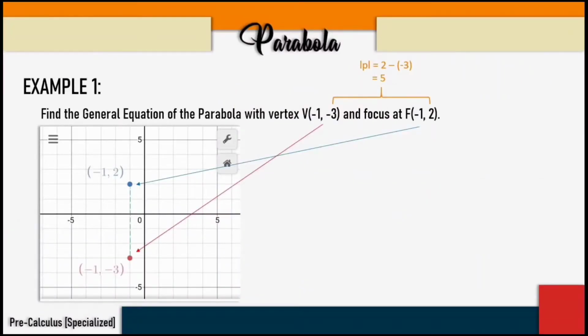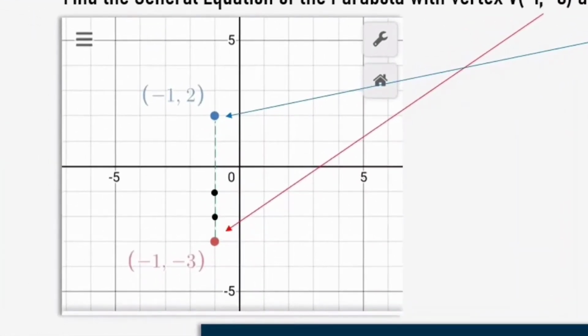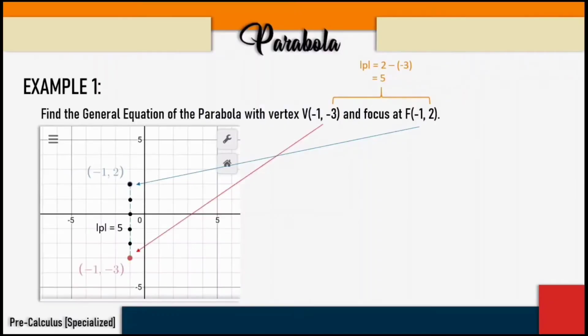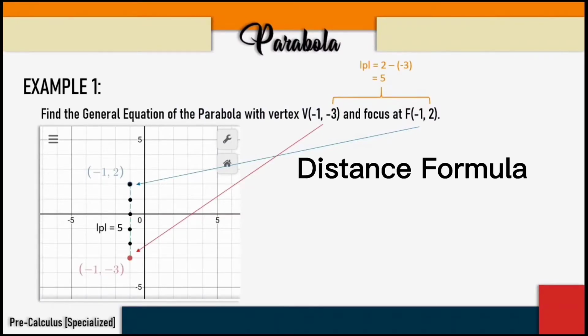Okay? Pwede din naman na through counting, we will count from the vertex to the focus. So upwards tayo. We have 1, 2, 3, 4, 5. And since upwards yung movement, positive 5 ang focal distance. Okay? So we have 3 ways on how to determine the focal distance. Using the distance formula or subtracting y to k kapag vertical yung axis of symmetry, pero kapag horizontal yung axis of symmetry, we will use x minus h. Okay? And through counting.